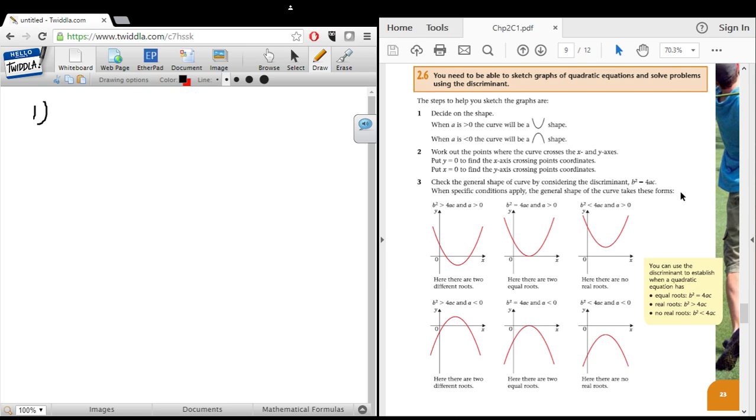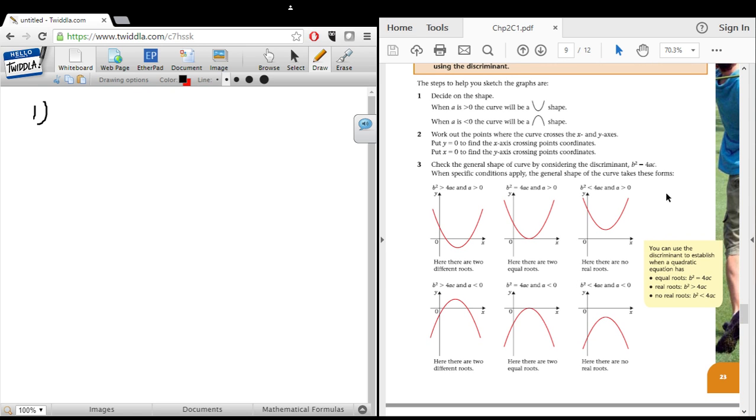And then finally, probably the most important step that you need to appreciate is number 3: check the general shape of the curve by considering the discriminant. The discriminant is b squared minus 4ac. When specific conditions apply, the general shape of the curve takes these forms. On top, you'll notice that a is greater than 0, and at the bottom, a is less than 0.